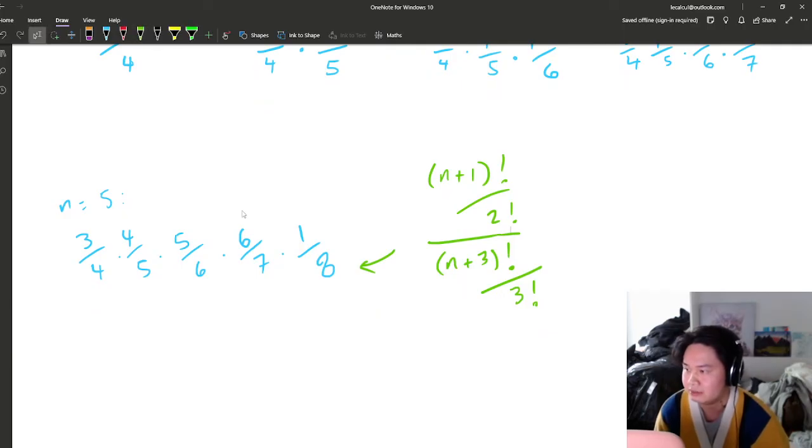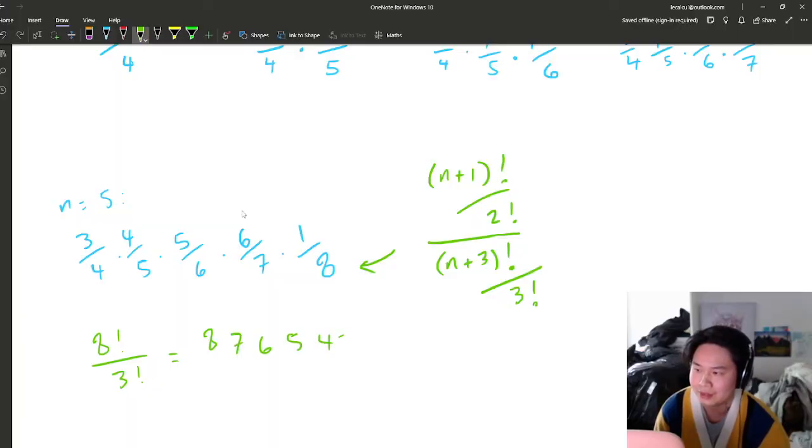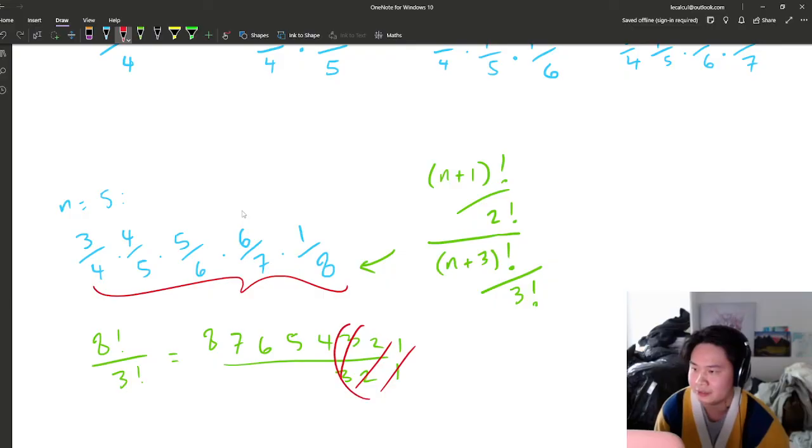Again, if you're not sure what I mean, 8 factorial, 3 factorial. If you divide 2 factorials, the smaller one will cancel with the factors in the larger one. Because this is 8, 7, 6, 5, 4, 3, 2, 1. This is 3, 2, 1. And you see, because I only want these, I get rid of the first 3, so then I divide by 3.